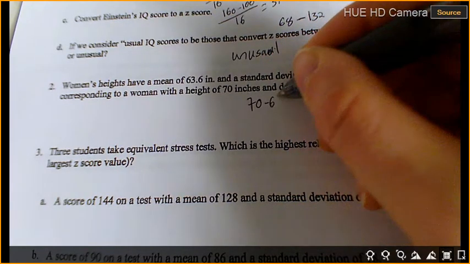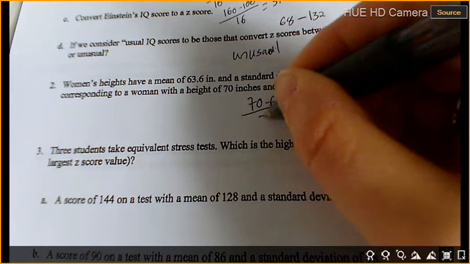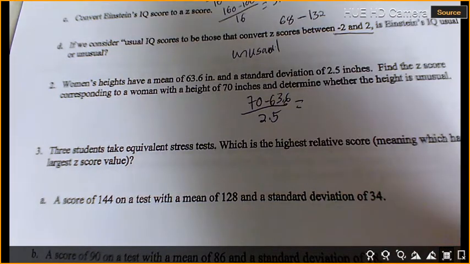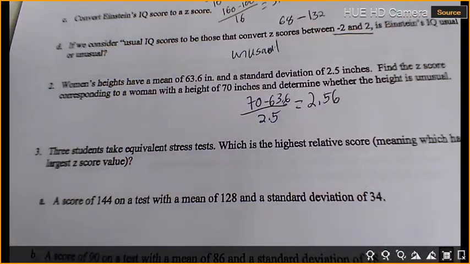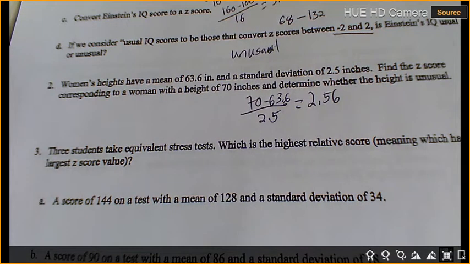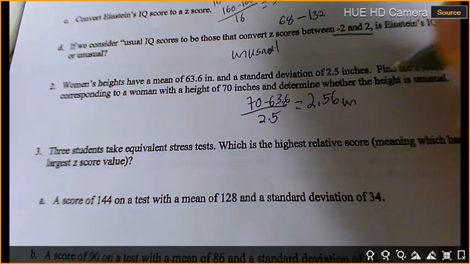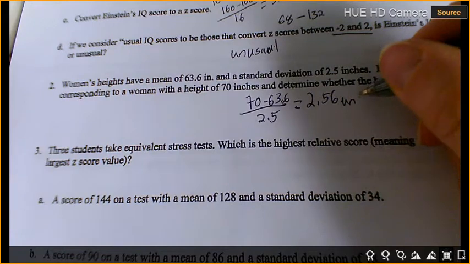Okay, let's figure out what that answer is. We get 2.56. Then, just like the IQ one, if we're saying 2 standard deviations away, after 2 standard deviations, it's unusual. Is this score unusual or usual? Unusual, because it's more than 2 standard deviations.